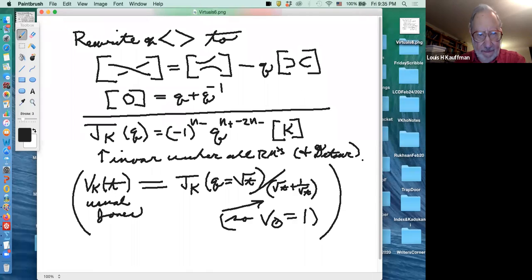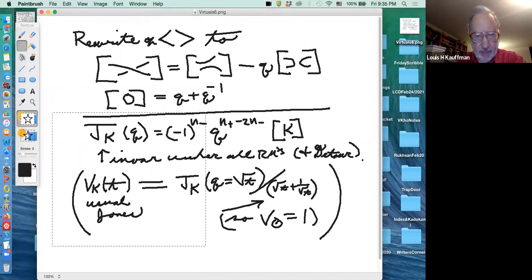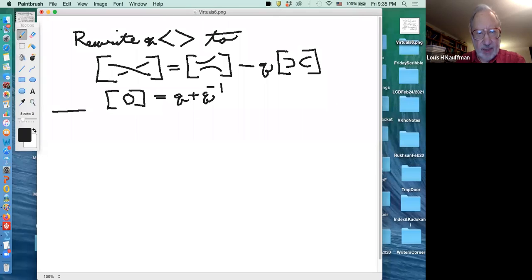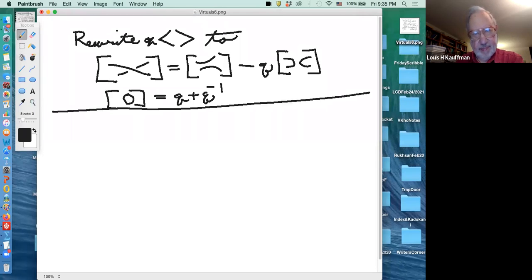So let me see. I'm going to erase part of this because I'm just going to be staying with the bracket without the normalization for the most part. And we want to write this as a state sum. And I'm going to use first just the ordinary states. So we have the usual bracket states.